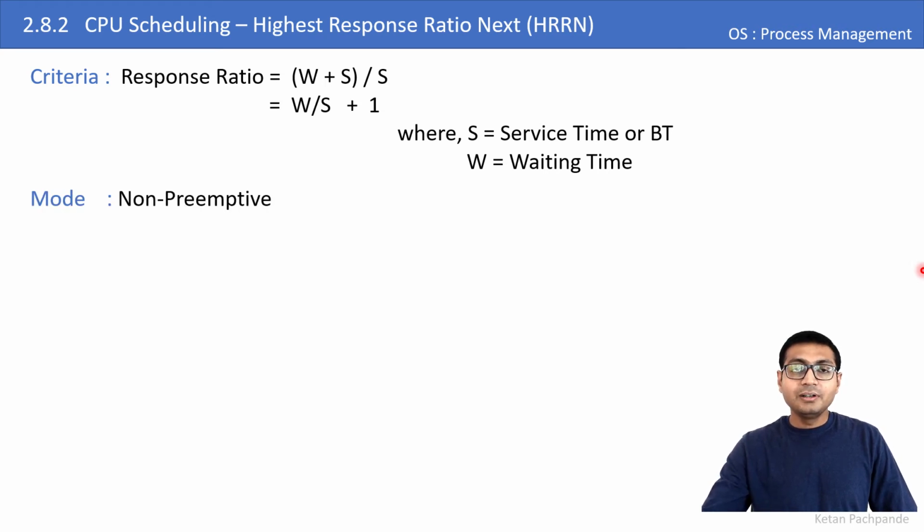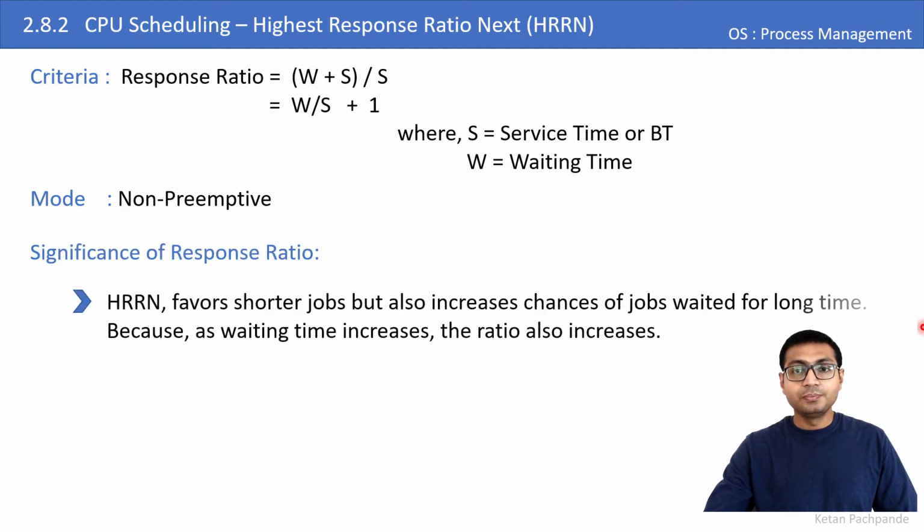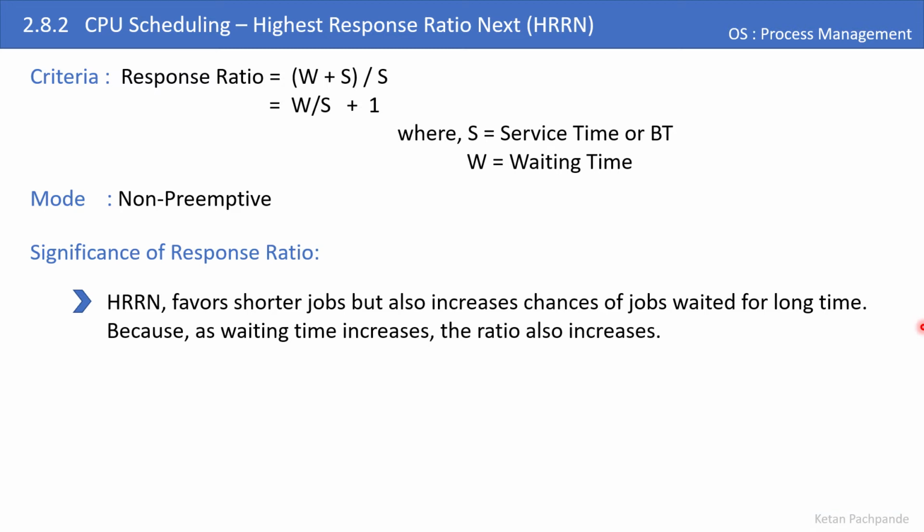This algorithm is implemented in the non-preemptive mode. Let me tell you the significance of this response ratio. Why is this response ratio useful here? Because of this response ratio, this algorithm favors the shorter jobs, but it also increases the chance of those jobs which have waited for a longer time. Means if there is a small job, a shorter job, let's say just 1 time unit or 2 time units it requires in CPU, then those will be favored.